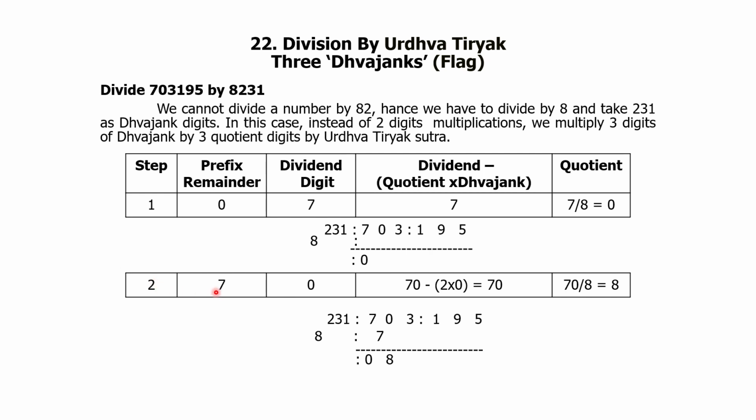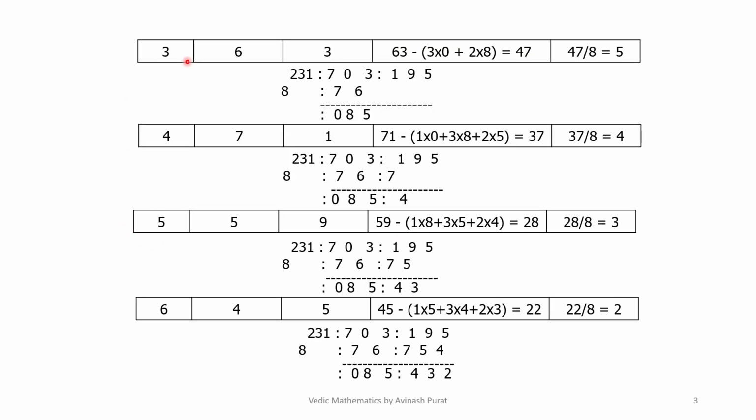Second step, 7 is the remainder, 0 is dividend digit, dividend is 70 minus 2 into 0 equal to 70, and the quotient is 70 divided by 8 equal to 8. Third step, 6 is remainder, 3 is dividend, so 63 minus 3 into 0 plus 2 into 8 equal to 47, that is dividend. 47 divided by 8 is 5, is the quotient.